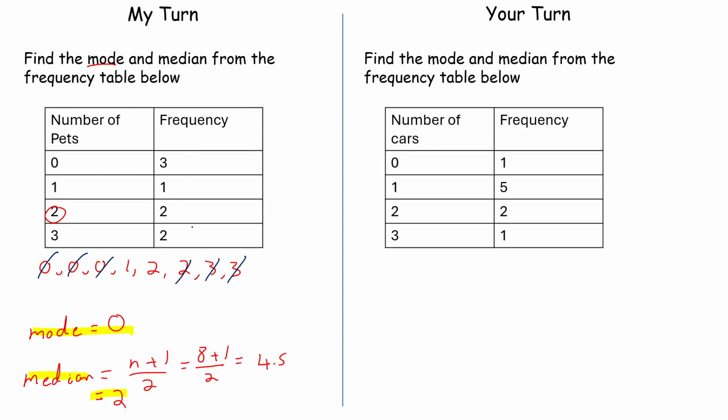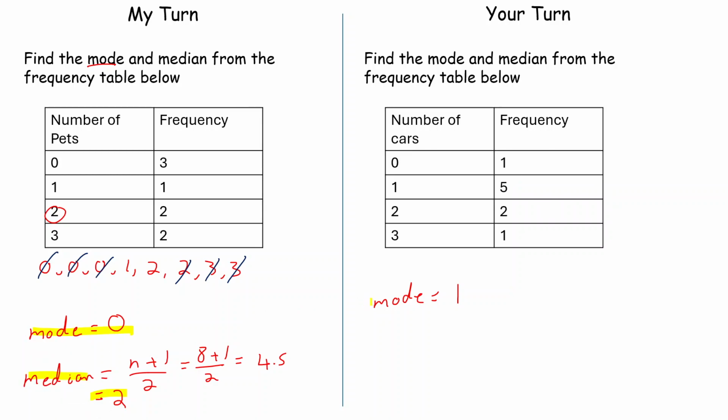Okay, then this one here. Find the mode and the median from the frequency table below. Let's give this one a go. So again, the mode is the value that occurs the most, and that is going to simply be 1, because 1 occurs 5 times. So the mode is 1, the mode is definitely not 5.